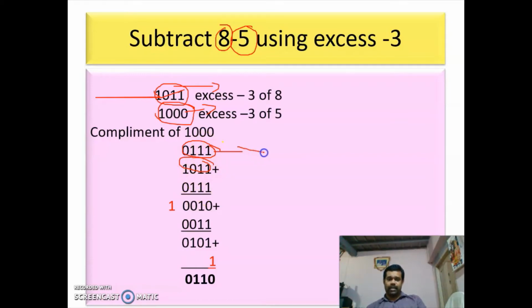So this is a complemented subtrahend and this is a minuend. So we are adding these two. So 1 plus 1 is 10. You are having a carry here. 1 plus 1 is 11. You are having a carry here. 1 plus 1 is 10. You are having a carry here. 1 plus 1 is 10. You are having a carry here.